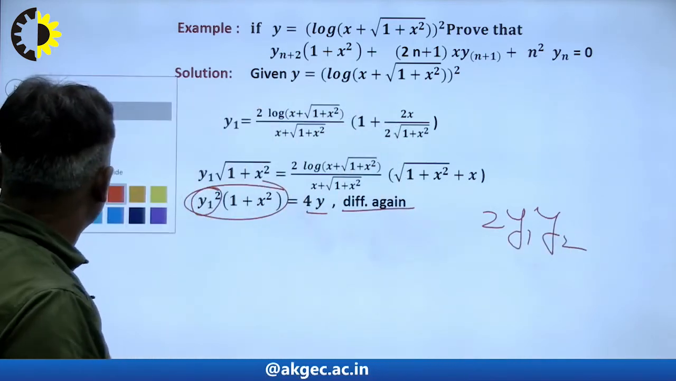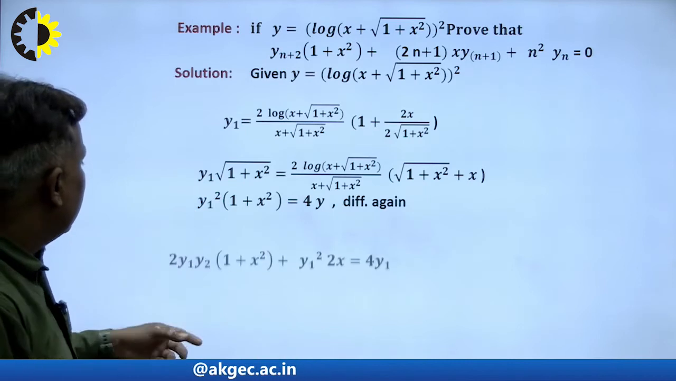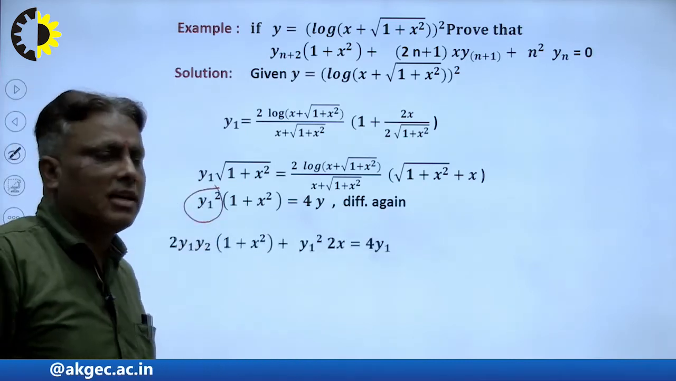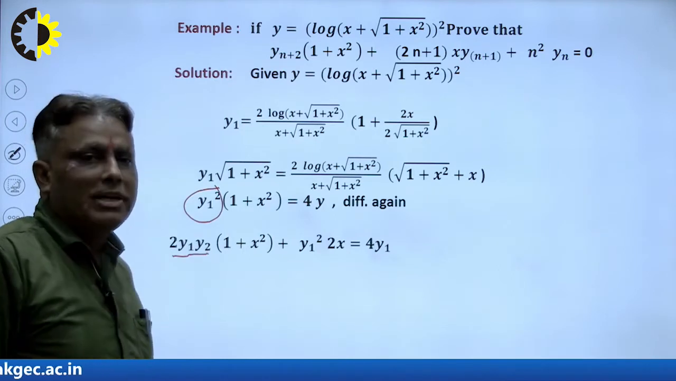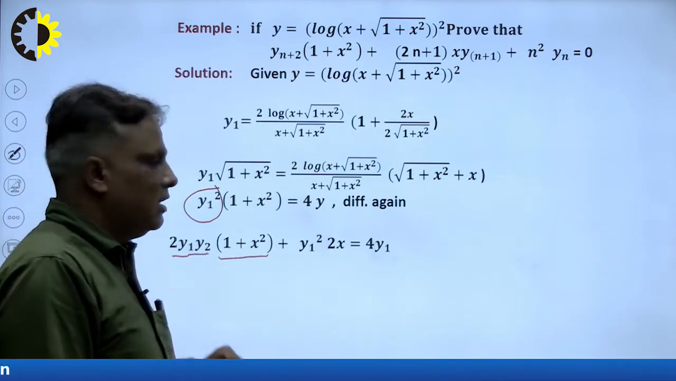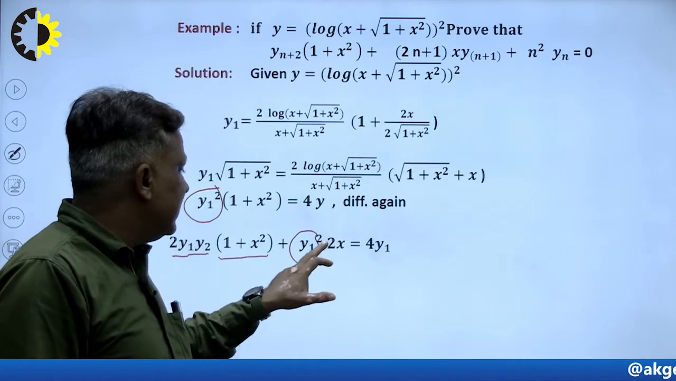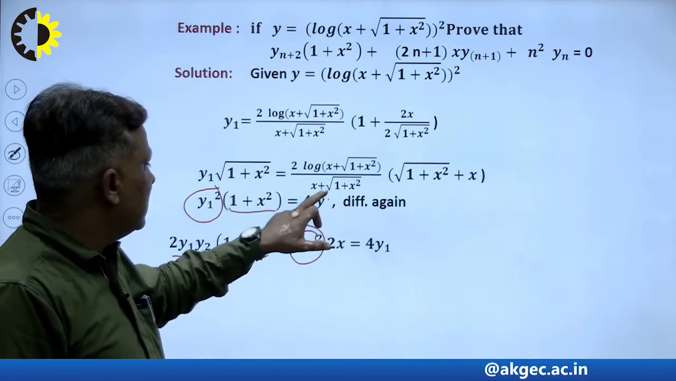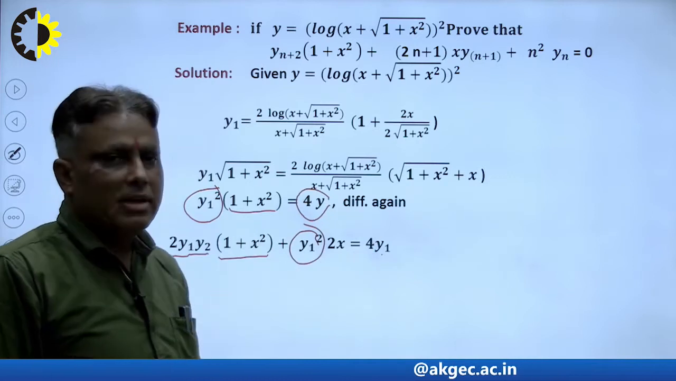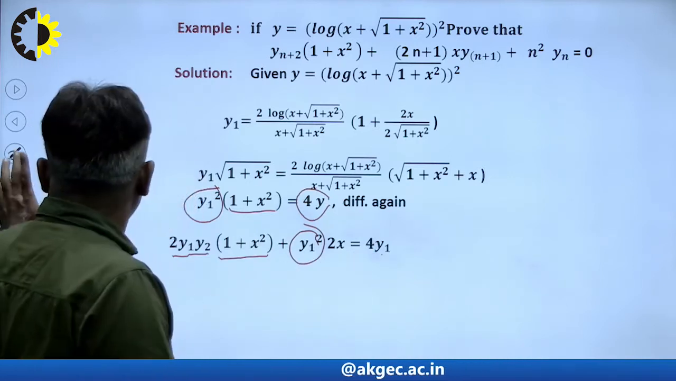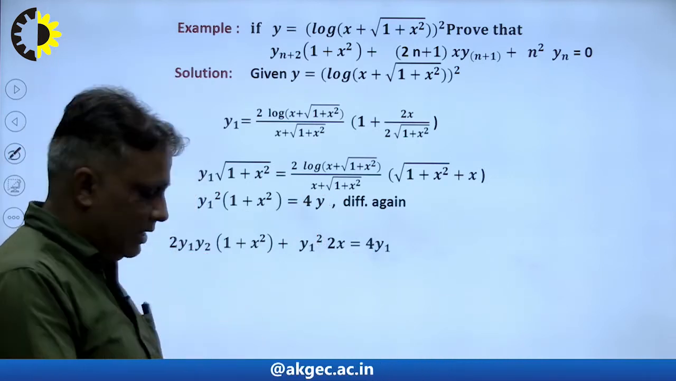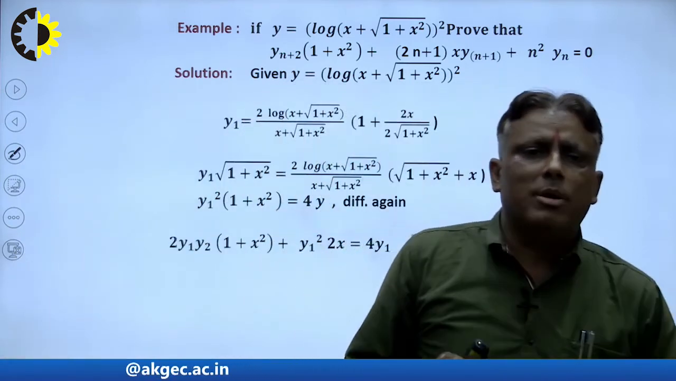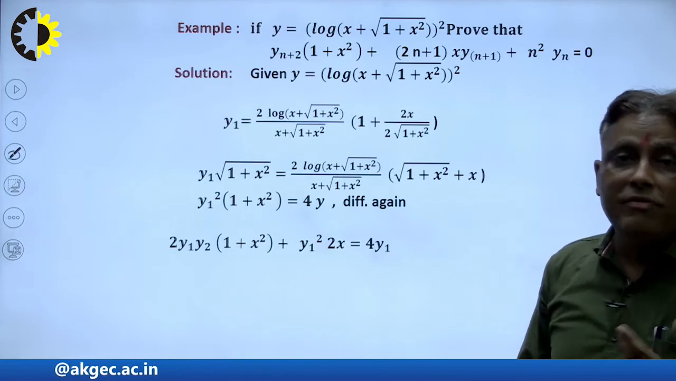So I write here, very briefly, the differentiation of these terms. It will be 2y1 y2, and this term is as it is. Now y1 square is as it is, and the differentiation of this term is 2x, and the differentiation of 4y is 4y1. So in this way we find our result. But the question is how to solve such type of problem in a further way. We discuss it.